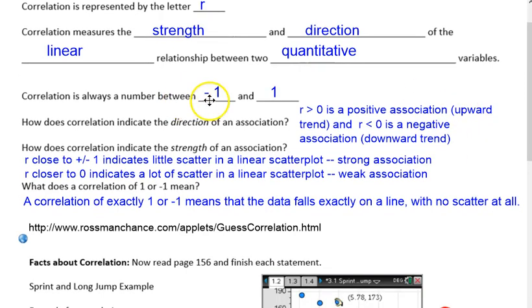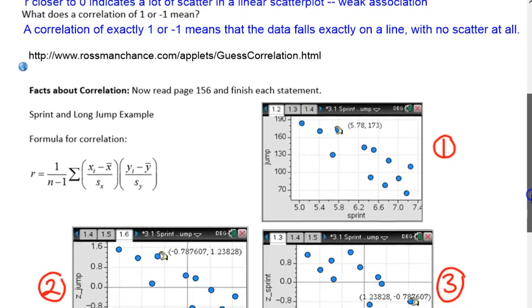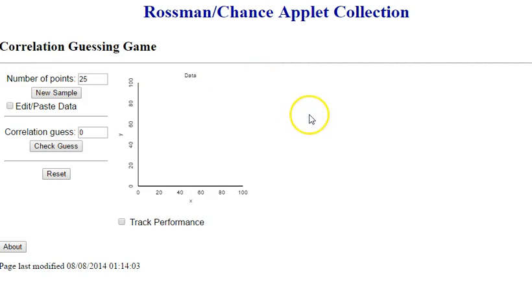If R is close to positive or negative 1, it means this association is very strong, with very little scatter in the scatter plot. If it's closer to 0, then it's a weak association. If it's exactly 1 or -1, then it falls exactly on a line. So let's take a look at guessing some correlations and maybe making some correlations.